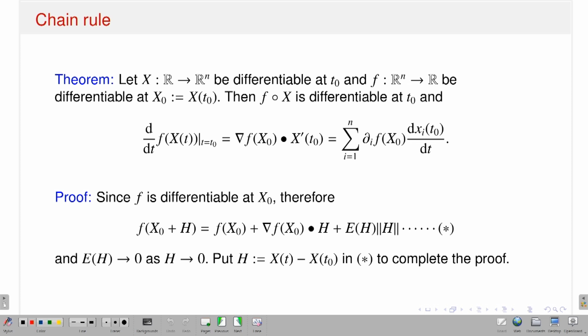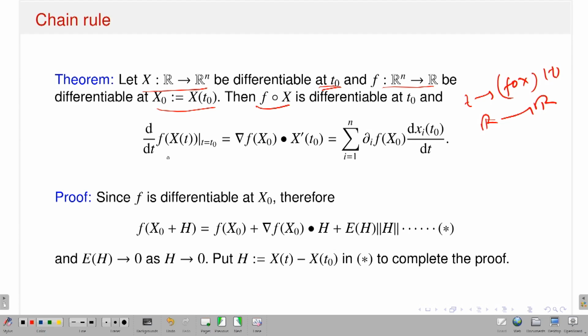Then there will be the chain rule. So what is chain rule? Chain rule is that, okay, if I have a function x from R to Rn, which is differentiable at the point t naught, and if I have a function say f from Rn to R, which is differentiable at the point x of t naught, which is nothing but capital X naught, then the composition function f compose x is differentiable at the point t naught. Not only that, so what is this function? The composition function is t goes to f compose x at t. So it's a map from R to R, right?